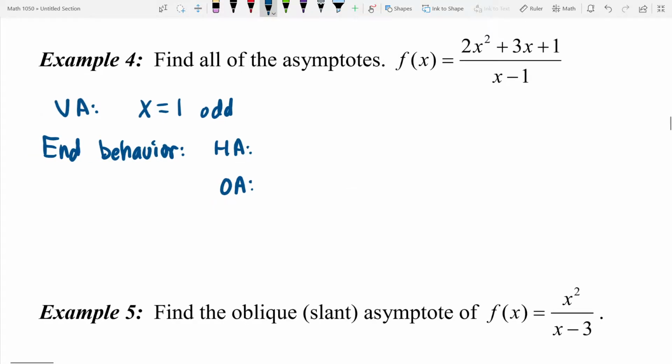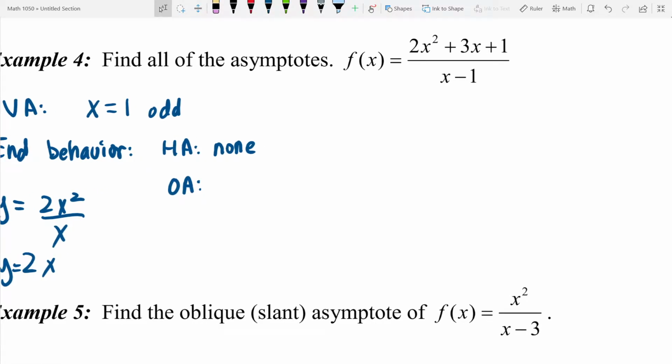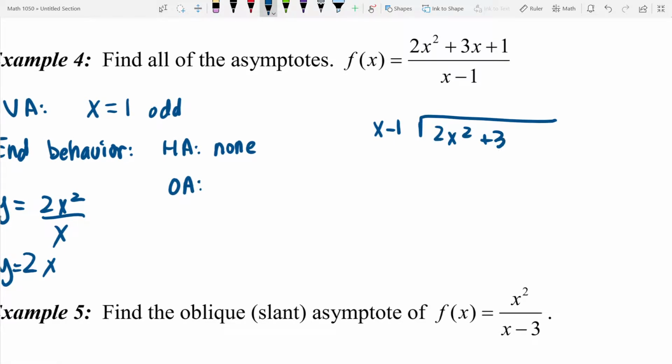Let's see if I have a horizontal asymptote. So I would go y equals 2x squared over x. When I reduce that, I get y equals 2x. If the top is bigger, tell me the horizontal asymptote without looking. What is it? None. So my end behavior is actually an oblique asymptote. Okay, here's how you do it. Take the bottom, x minus 1, put it on the outside, divide it into the top, 2x squared plus 3x plus 1. Here we go.